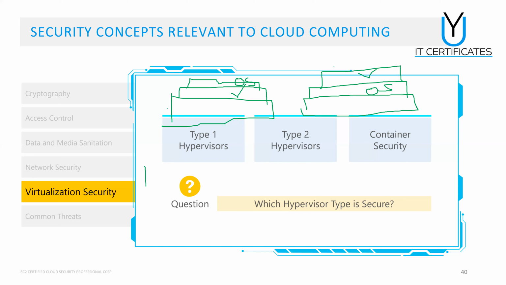Okay. The more secure one is type 1, not type 2. Why?